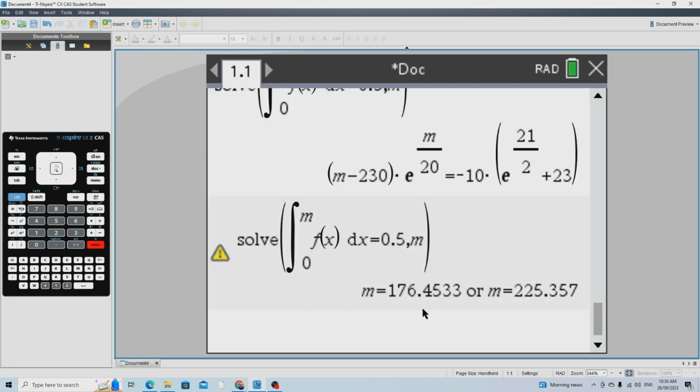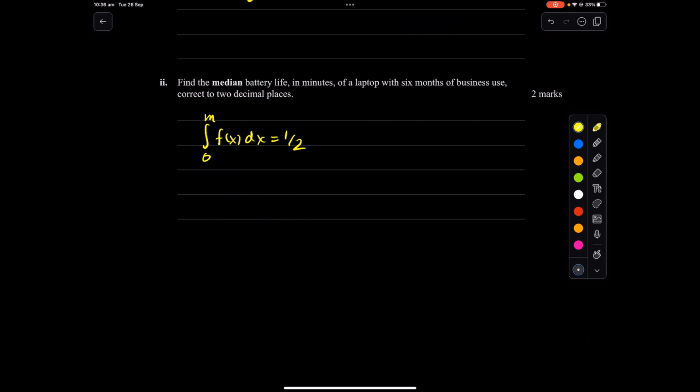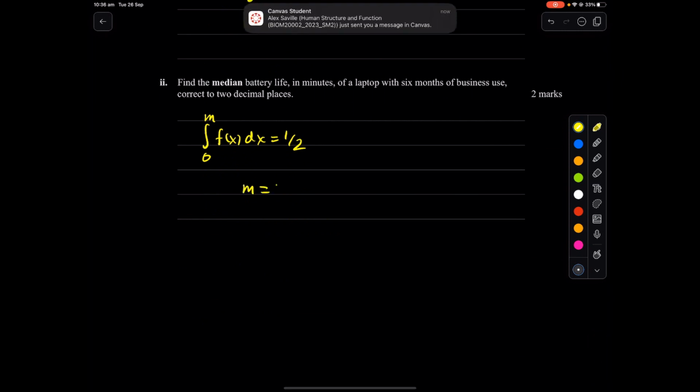And our m value is, we get 2, but remember our domain, is it within our domain? No, it's not, so we only get this one. This one's above 220, so it's only this one over here. So let's write that down. m is 176.45. Done.